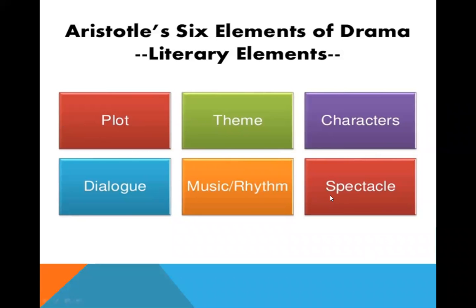Drama doesn't only consist of dialogues. Along with the dialogues, we need character, we need a plot, we need a theme. Along with that, we also need the music and the rhythm, to make things very effective. Here, Aristotle says that if a play has all these six elements, then it can easily be considered a drama. So let's see each of the elements in a detailed way.